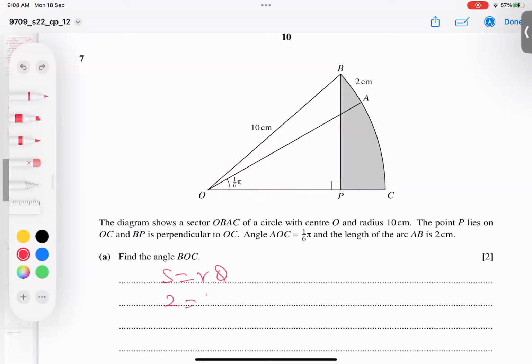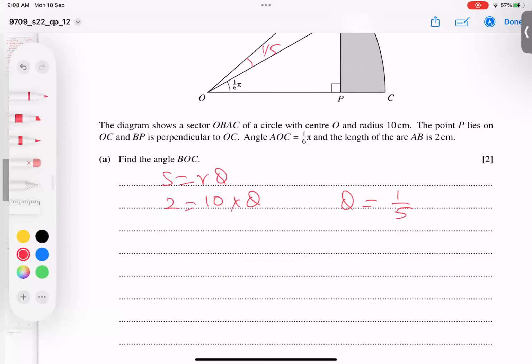Radius is 10. Theta unknown. Theta is becoming 1 over 5. Because 10 goes under it, I get a 1 over 5. After this, because this angle I got 1 over 5, what is the total angle I can find from here?